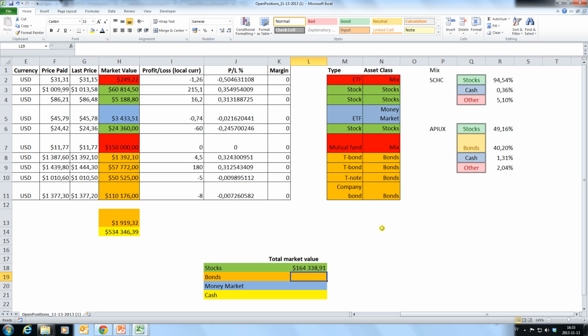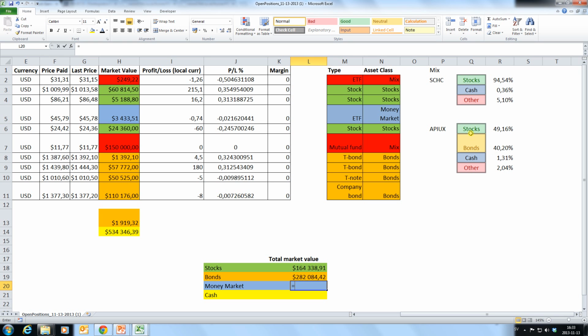Right? For bonds, we do it in a similar way. We add the value of all the 4 bonds, as well as the accrued interest. Bonds are not a part of the ETF, but they are a part of the mutual fund. So we have to add the mutual fund market value times the percentage invested in bonds. And then we get the total market capitalization of our bonds, or the market value.